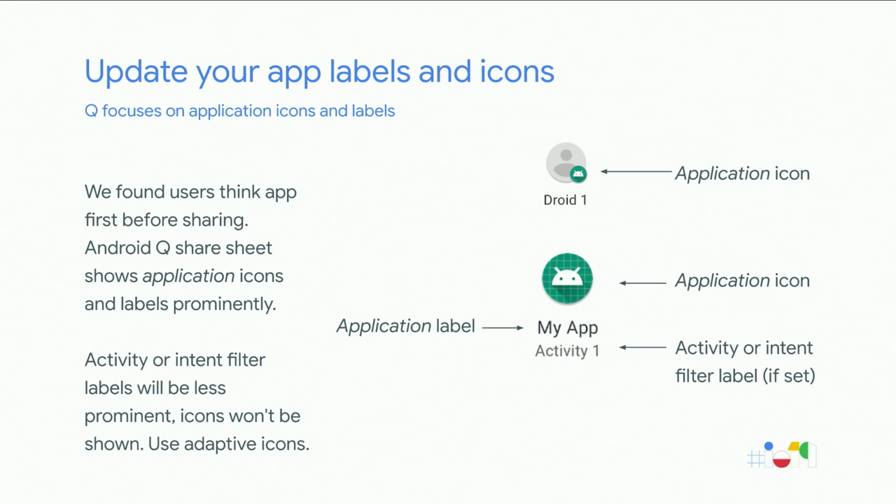This is all to help users quickly find your app. So please update your application icon and label so users understand what they're sharing to. Often, the application label alone is enough context for users. Finally, we wrap and shape app icons, just like Launcher. So please use adaptive icons if you aren't already to make your app icon look great.